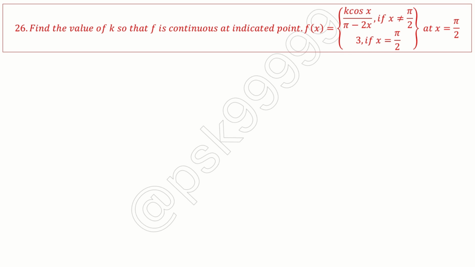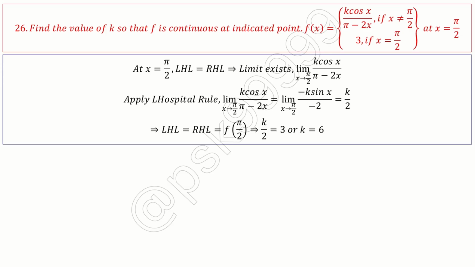26th, find the value of k so that f of x is continuous at the indicated point, that is in this case x equal to pi by 2. It is continuous, so find out the value of k. This is the other way of asking questions I told you. We know that at x equal to pi by 2, LHL equal to RHL because they mentioned it is continuous and also limit exists. So limit x tends to pi by 2 of k cos x by pi minus 2x exists. But if I substitute x equal to pi by 2, this is in the 0 by 0 form. Since limit exists, go and apply L'Hospital rule.